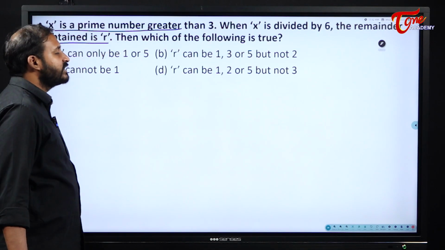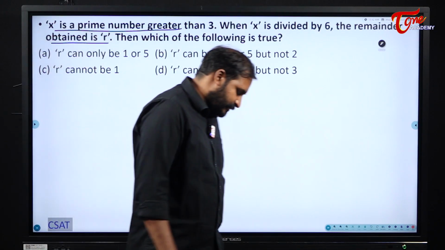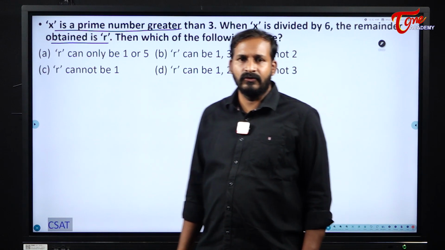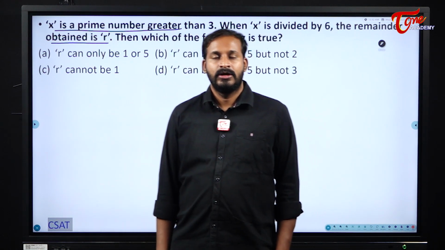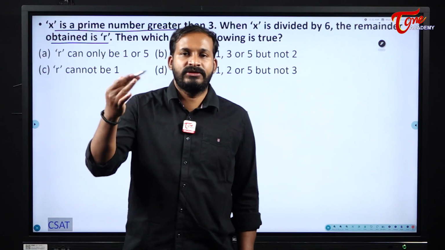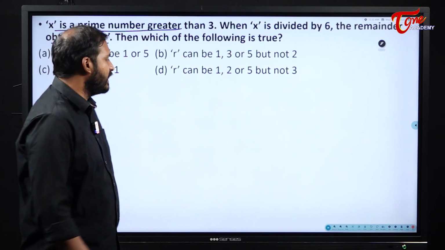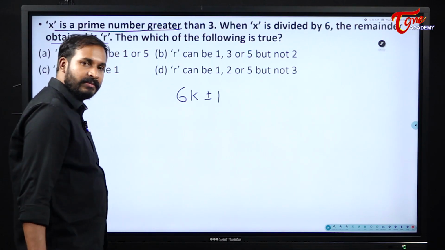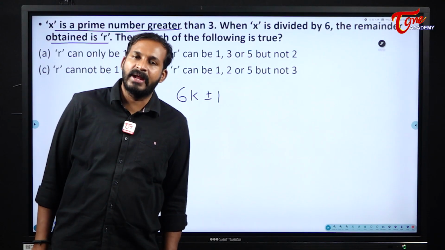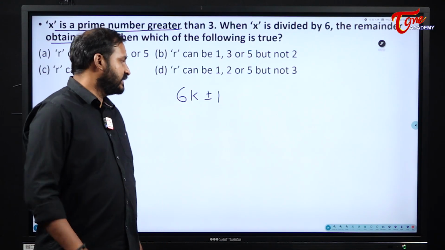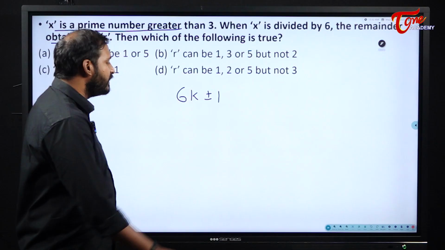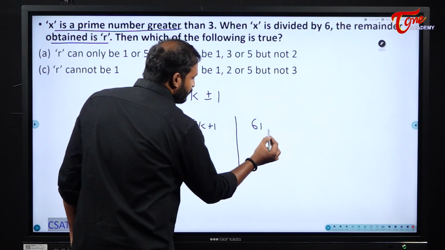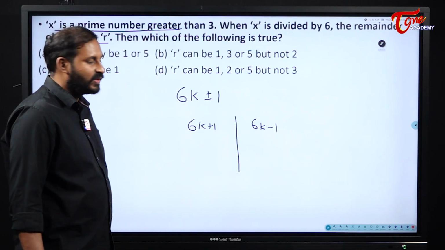Okay, good. Then which of the following is true? See here, students, while discussing prime numbers in our first session, I very clearly told you that all prime numbers above 3, or greater than 3, can be written as 6k plus or minus 1. Did you remember this one? We can write all the prime numbers above 3 as 6k plus or minus 1. So that means I can take them as either 6k plus 1 or 6k minus 1.